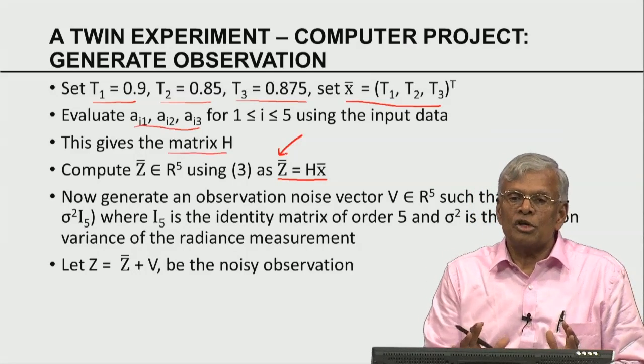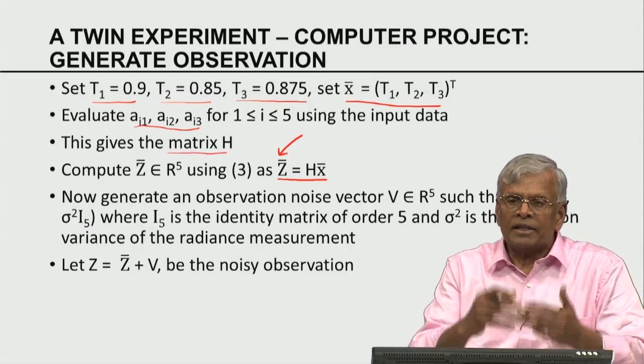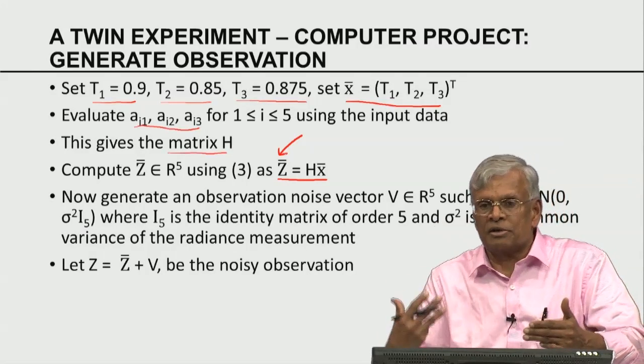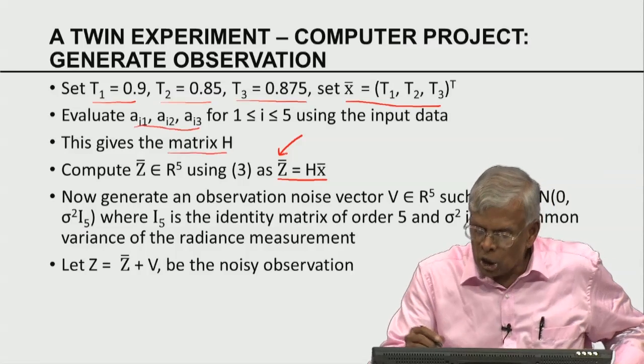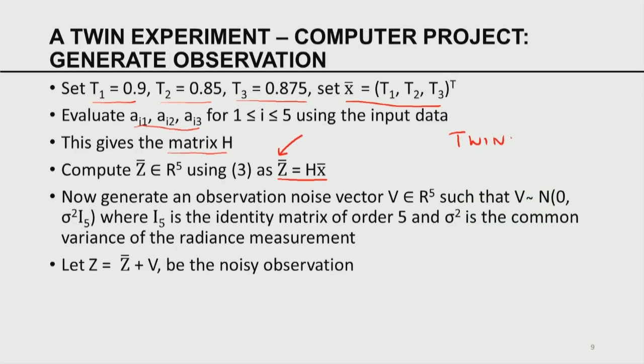I want to be able to use the model itself to generate the observation, and then use that generated observation to do the retrieval. This aspect of using the model to generate observation and then to solve the inverse problem is called a twin experiment. So, I am not going to wait to get the real data from satellite measurements. I am developing methods. While I am developing methods, I do not have to worry about the actual observation. I am going to have to generate observation. I am going to illustrate the methodology by using this artificially generated observation, and that is the goal of what are called twin experiments.